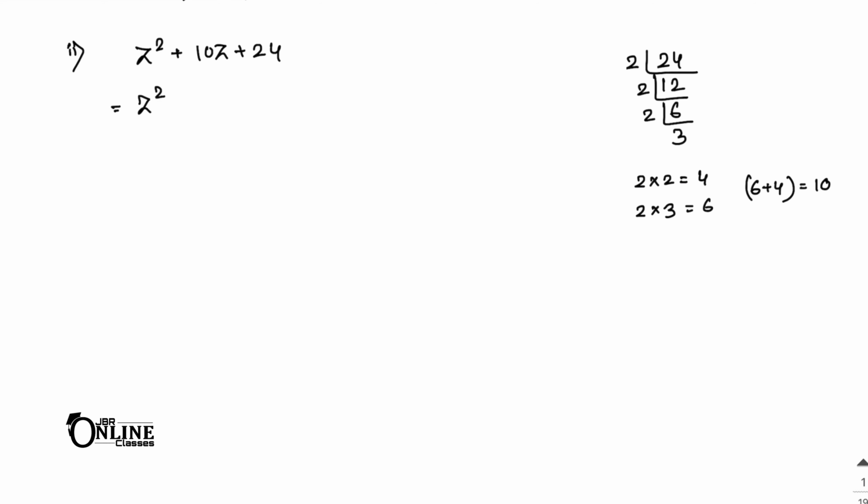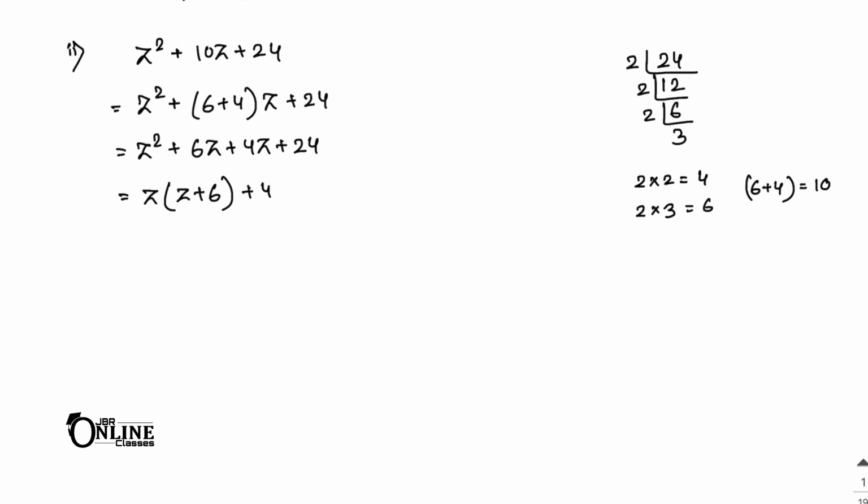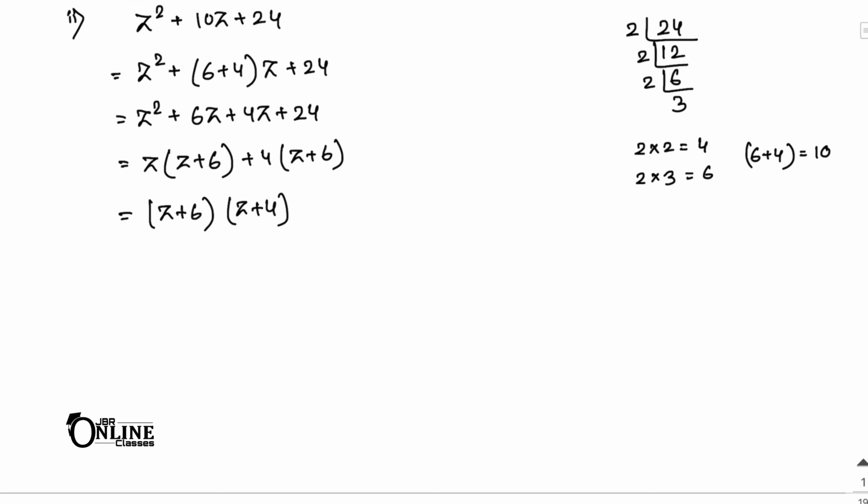So you can write z², in the place of 10, first write the greatest number. Here 6 is the greatest. So (6 + 4) into z, then plus 24. So z², then 6z, then 4z, then plus 24. Now z common, it becomes z + 6. Here 4 common, z + 6. So that equals (z + 6)(z + 4) as your answer.